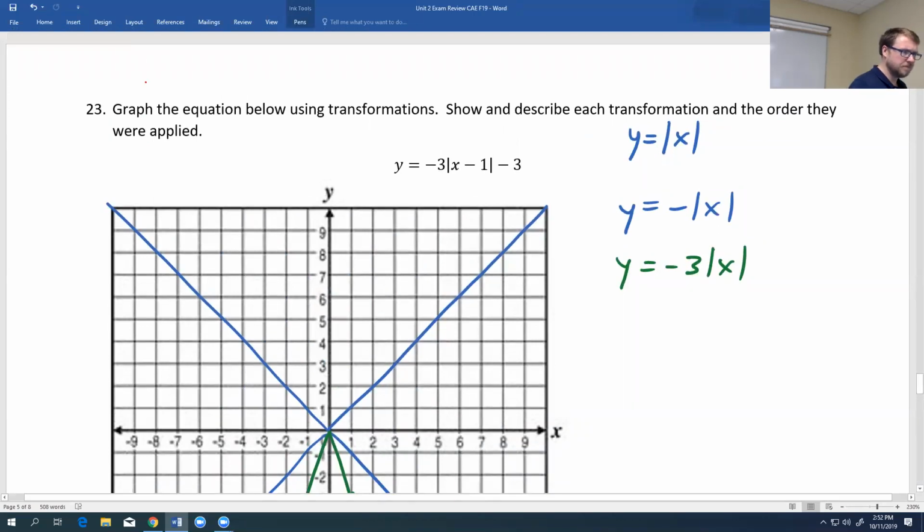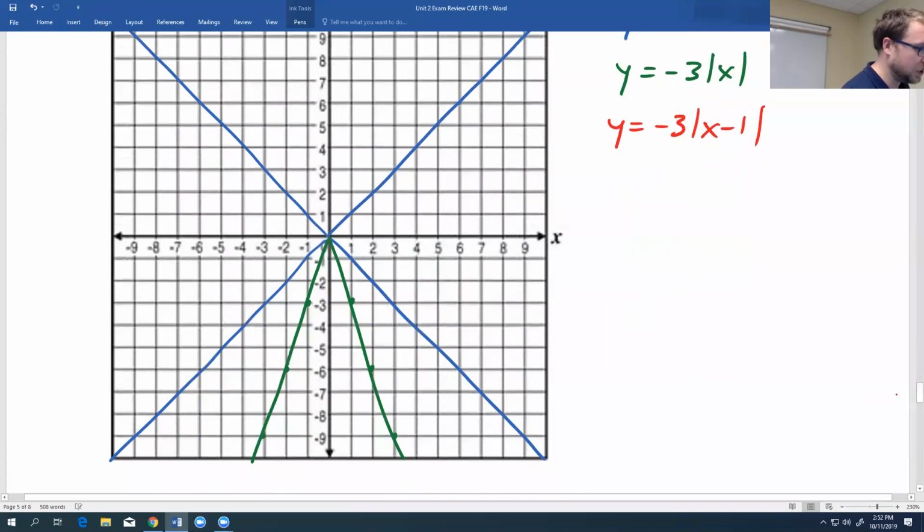And then, how much trouble would I be in if I did the shifts at the same time? I'll do them separately. Okay, so y equals -3 times the quantity x minus 1, and that's going to be a shift to the right by 1. So I'm just shifting each point to the right by 1.